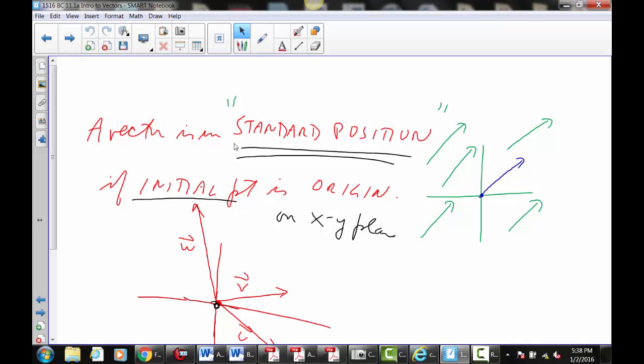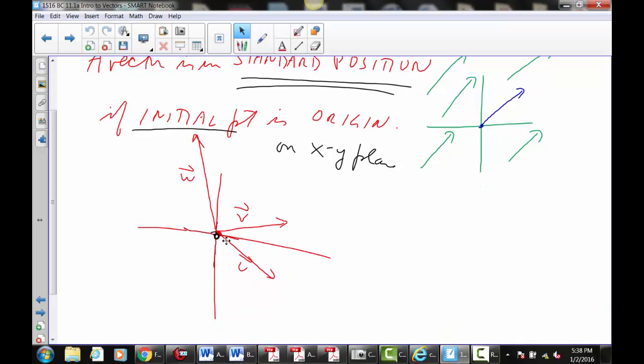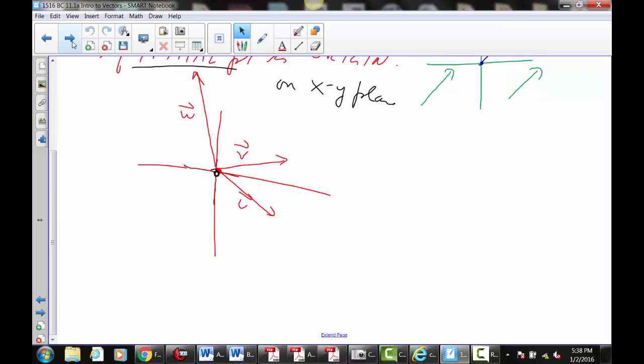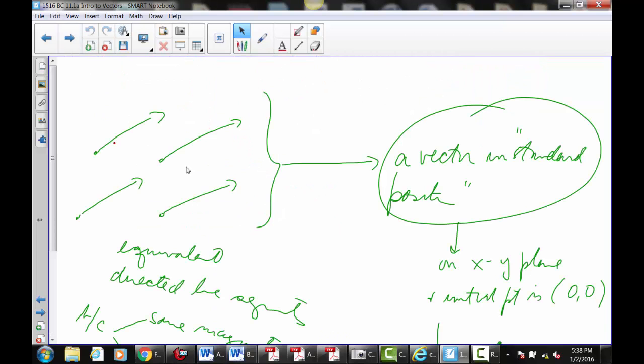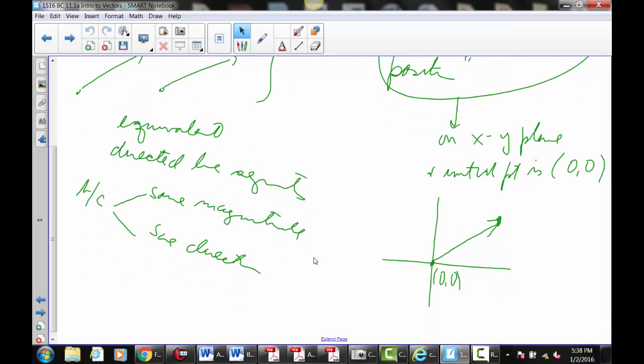A vector is in standard position since all these vectors are the same vector in that they're all equivalent vectors and that they all have the same magnitude and the same direction. A vector in standard position means that you're specifically going to look at only the one whose initial point is the origin on the xy plane. So here's a few examples of vectors U, V, and W which are in standard position. Okay, we talked about this.